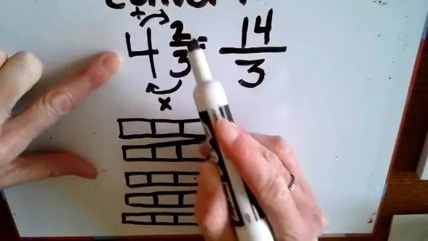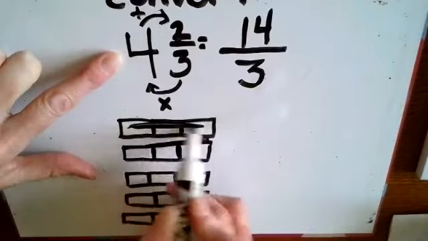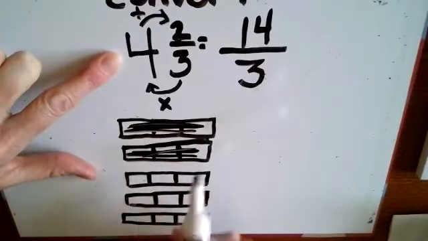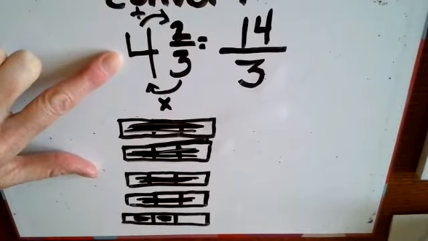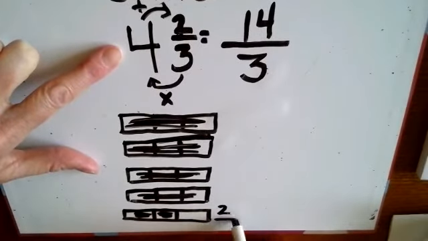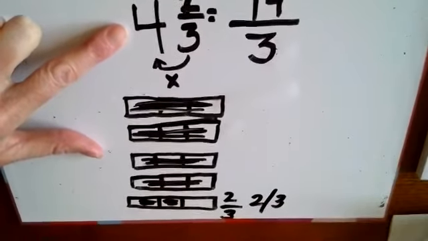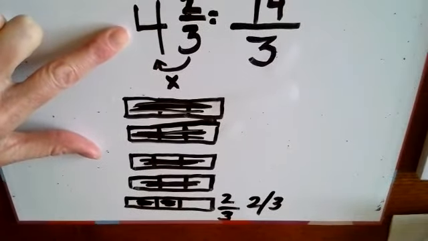I ate 4 2/3. 1 candy bar, 2 candy bars, 3 candy bars, 4 candy bars, and 2 out of 3 parts of the next one. 2/3. This represents right here 2/3. Remember, we can write our fractions horizontally as well.